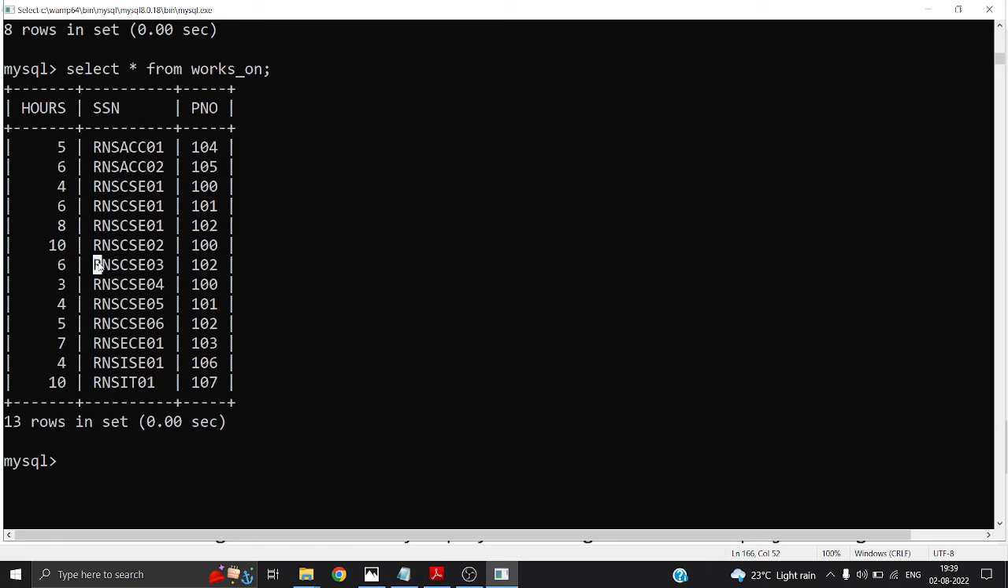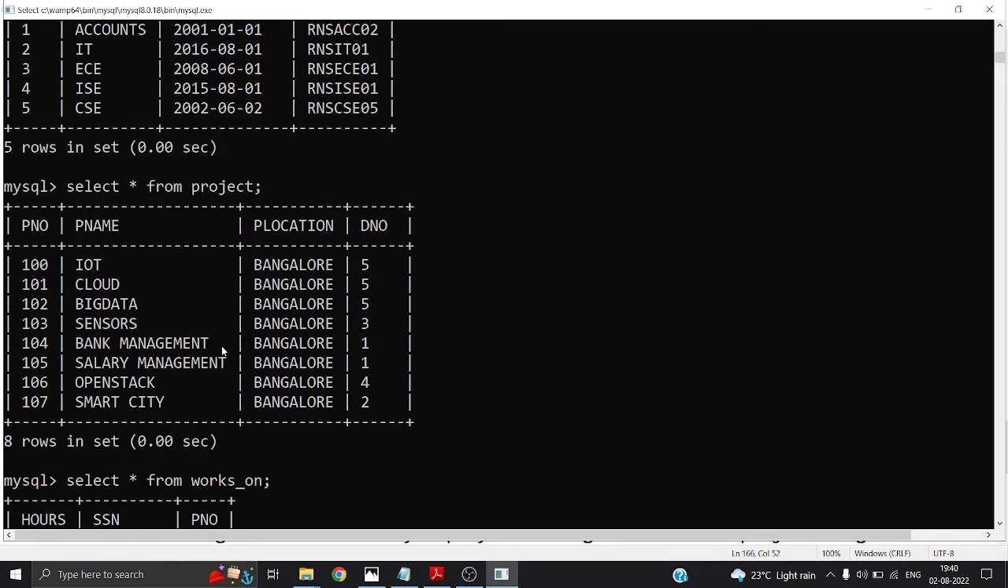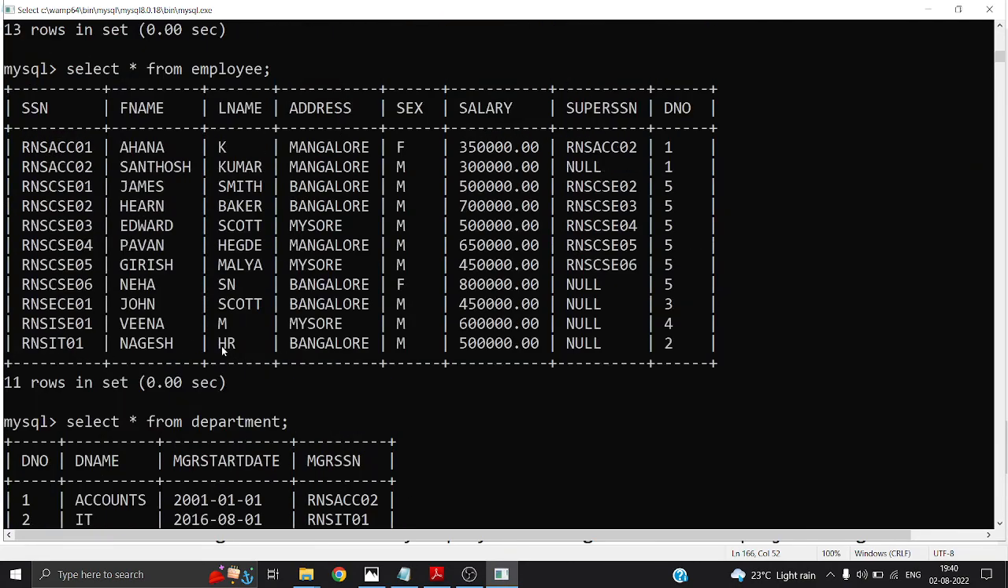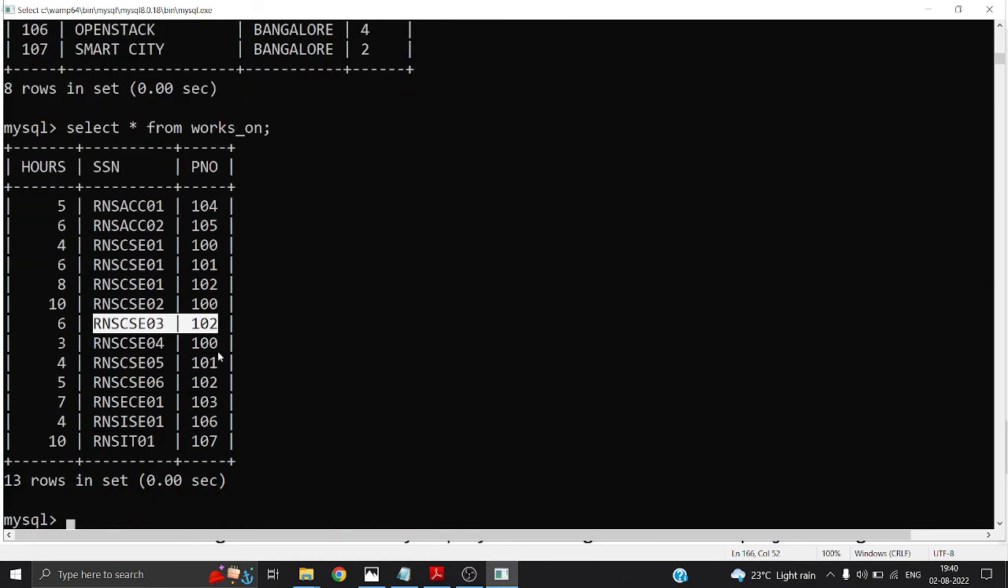RNSCSC03, okay, he's working on the project 102. Then again we have RNSEC01, he's working on the project 103. So RNSEC is working on project 103, RNSCSC is working on project 102. That means in our output we are expected to get 102 and 103 as the output of this particular query. We are supposed to refer to these four tables to get the information about that particular project number, 102 as well as 103. This is the required output for this query.